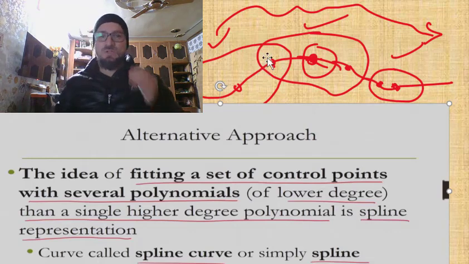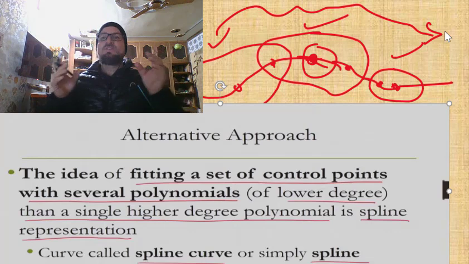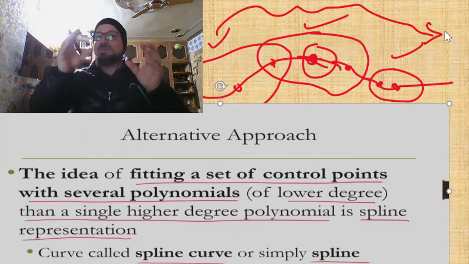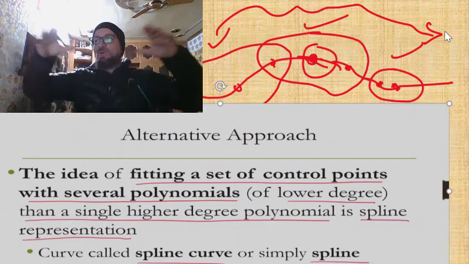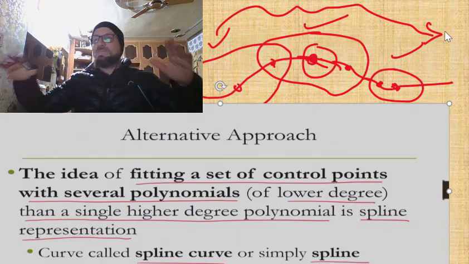So this is what spline actually means, okay? It is flexible and made up of control points, having subsets of lower degree polynomials. Then we can join them together to form a full higher degree polynomial or the full curve, okay? And this is what spline is.